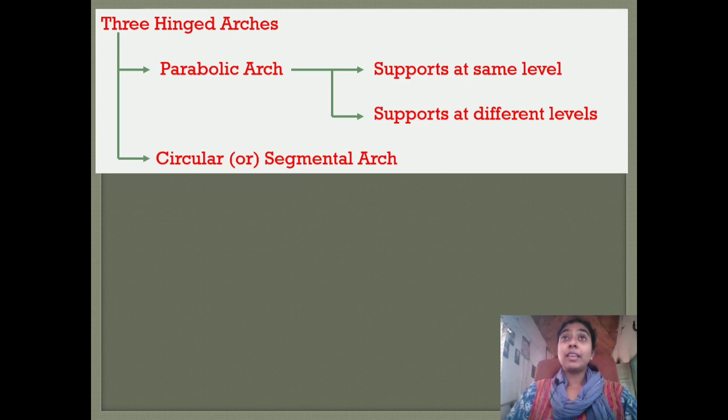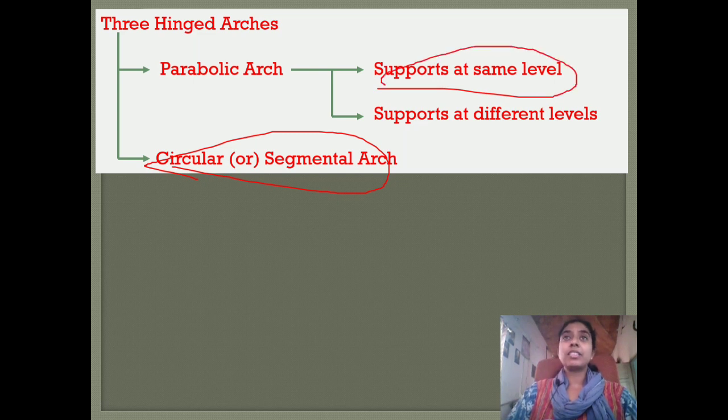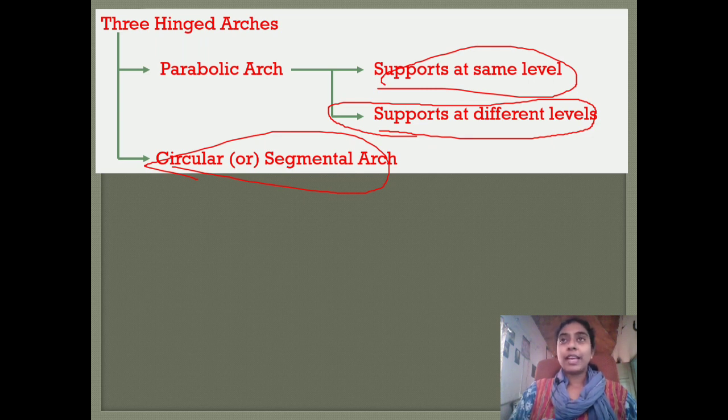So I believe you remember this slide: a 3-hinged arch can be a parabolic arch or a circular arch, and we have already completed the analysis of the circular arch and the parabolic arch supported at the same level. The only thing left for analysis is the 3-hinged parabolic arch supported at different levels. We are going to see only one problem for this portion, the analysis of a parabolic arch supported at different levels.